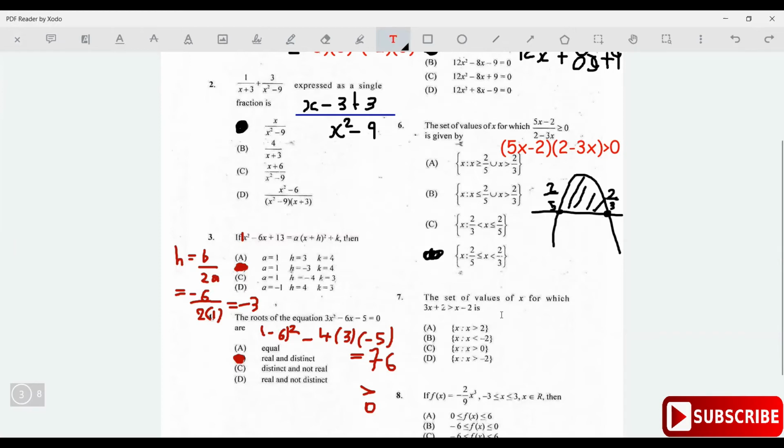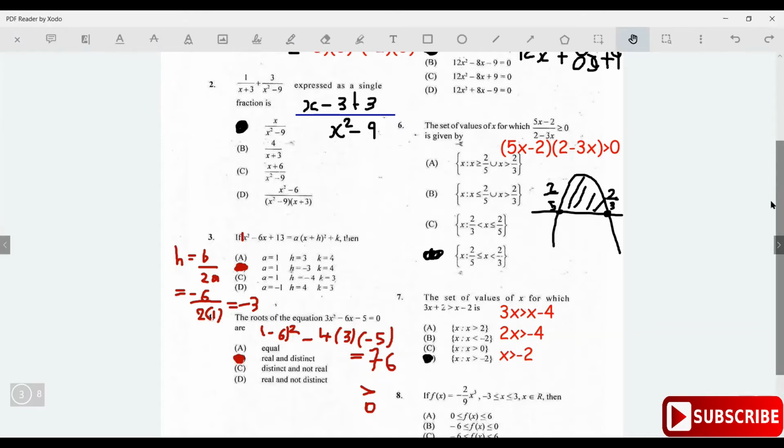This question now, 3x plus 2 is greater than x minus 2. Subtract 2 from both sides. So you get 3x is greater than x minus 4. And you subtract x from both sides, and so you get 2x is greater than minus 4. And so x is greater than negative 2. Option D.